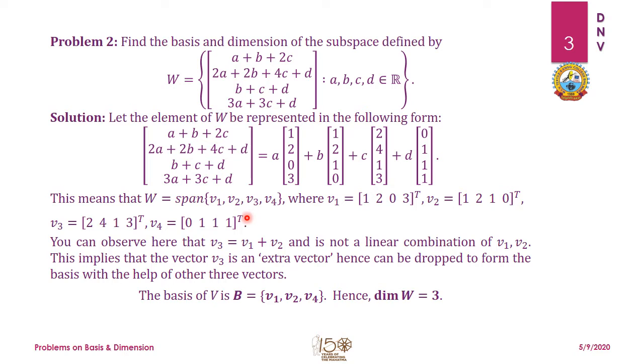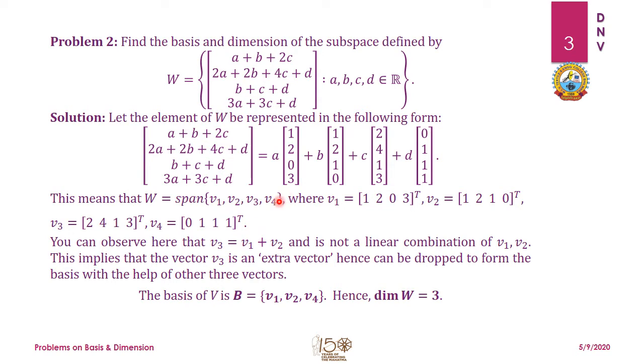But if we look at the third vector 2, 4, 1, 3, it is the sum of these two vectors, which we can verify from here: 1 plus 1, 2 plus 2, 0 plus 1, and 3 plus 0. So we can say that this vector is an extra vector and this can be removed from the set of these four vectors without losing the span. So the spanning set will now contain only 3 elements, because any extra or redundant element can be dropped out of the set we have derived from the given information.